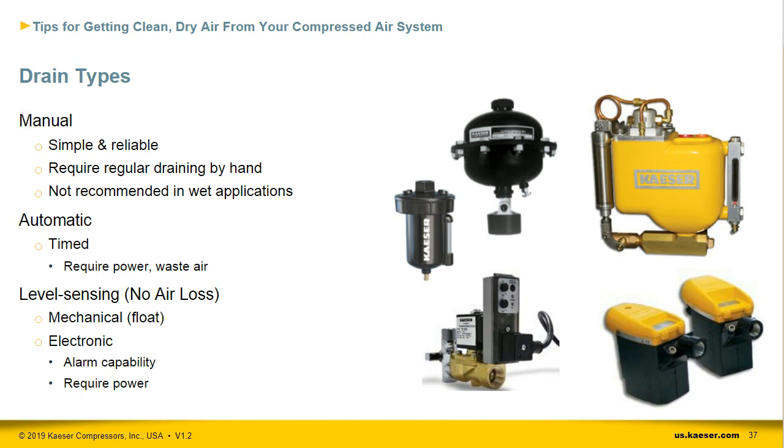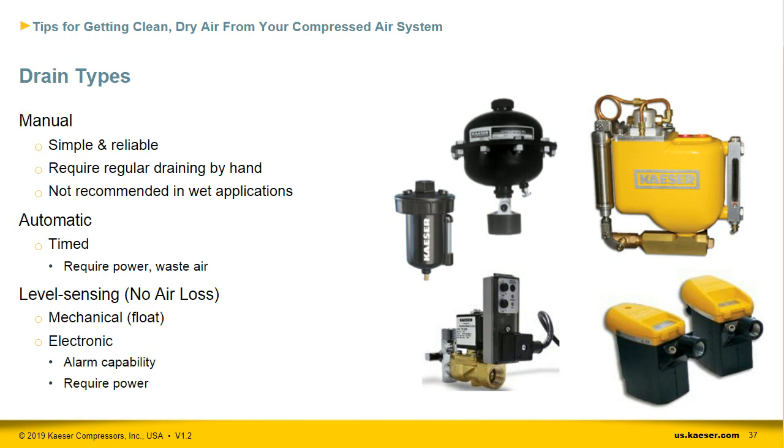On the level sensing side, for mechanical float drains, a buoyant float rises when condensate accumulates, and the movement of the float opens the drain valve, removing the condensate. The float then lowers, closing the drain before any compressed air is wasted. These make for very simple level sensing drains, and they don't require a source of electricity to operate.